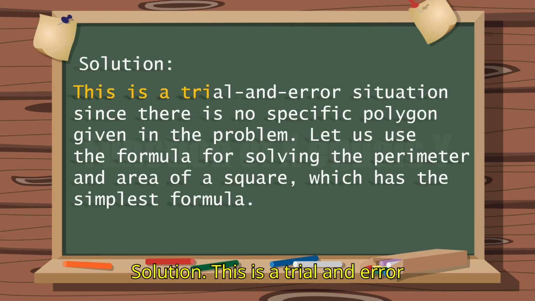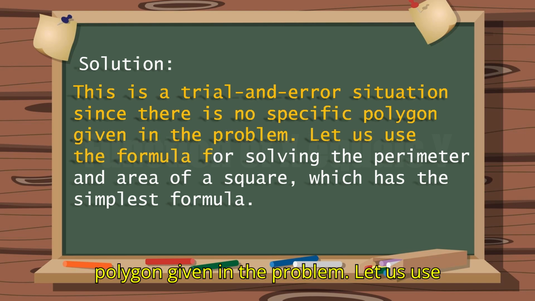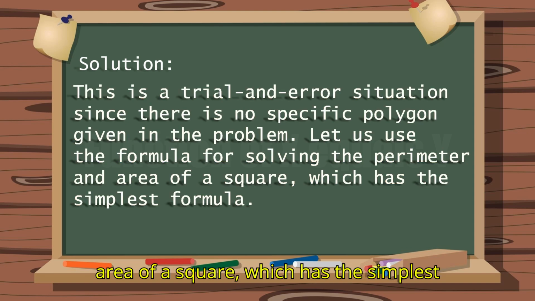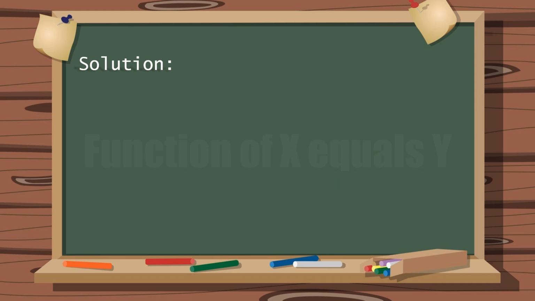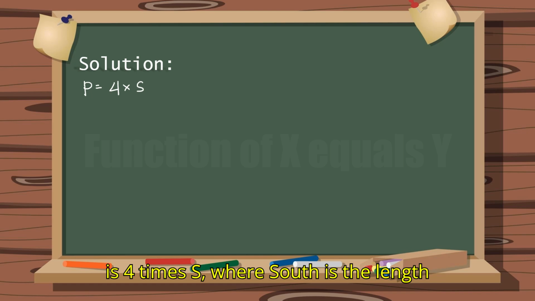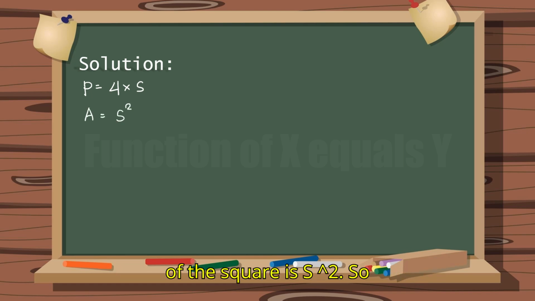Solution. This is a trial and error situation since there is no specific polygon given in the problem. Let us use the formulas for the perimeter and area of a square, which has the simplest formula. The formula for the perimeter of a square is 4 times S, where S is the length of the side, and the formula for the area of the square is S squared. So, the value of S relative to the area is the square root of A.